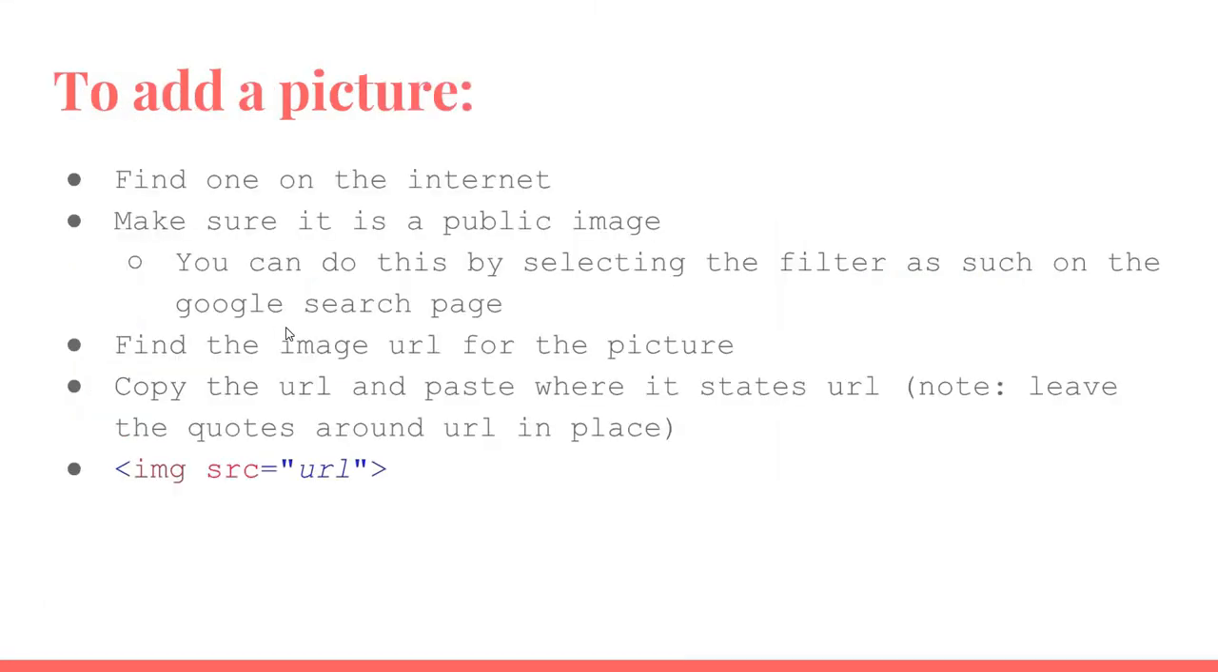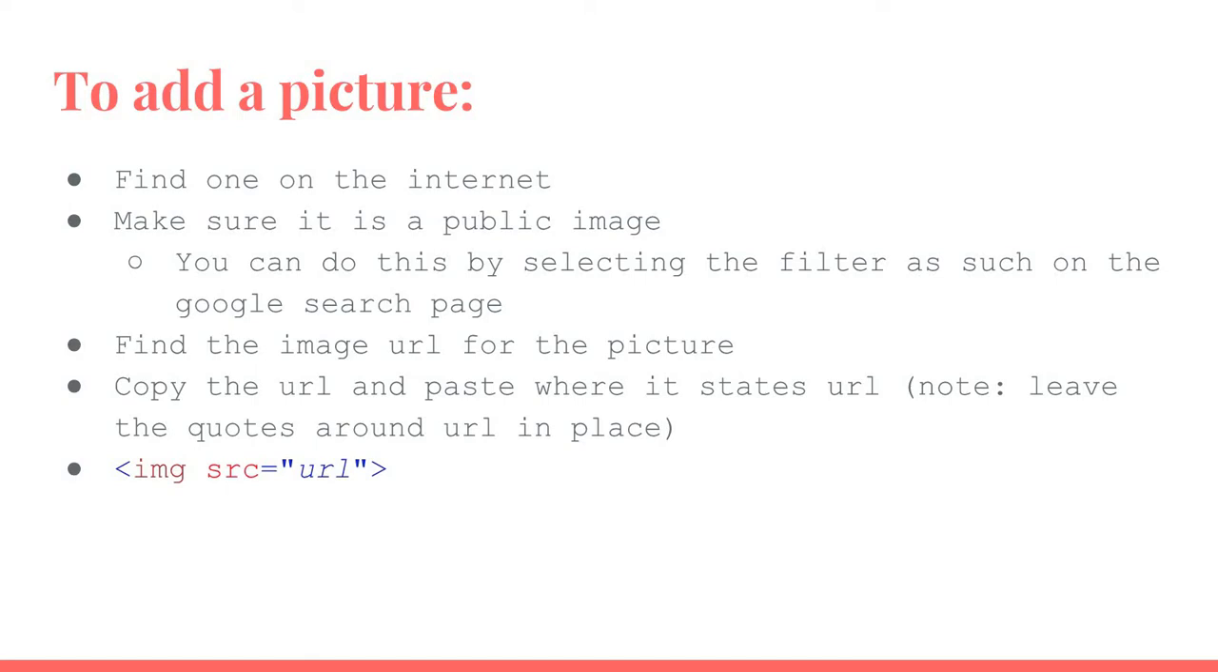Okay, so adding a picture. What you want to do when you add a picture is first you have to Google one on the internet, and it has to be a public image. So you can do that by selecting the filter on Google, and then from there you're going to click public image, and then you're going to find the URL for that picture.